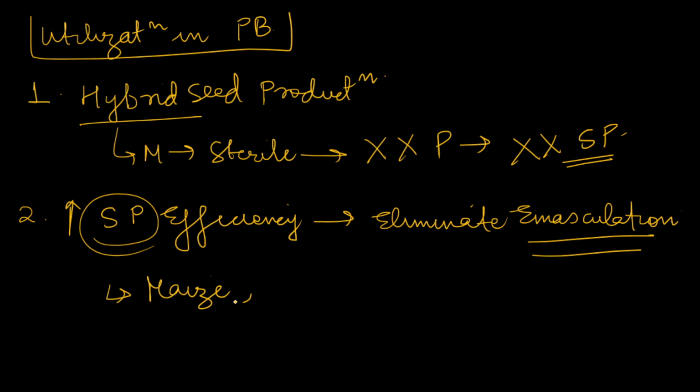Various varieties are developed using CGMS in these crops such as maize, sunflower. In rice also it is highly useful. Okay, it helps in, or you can say it facilitates crosses in self-pollinating plants.